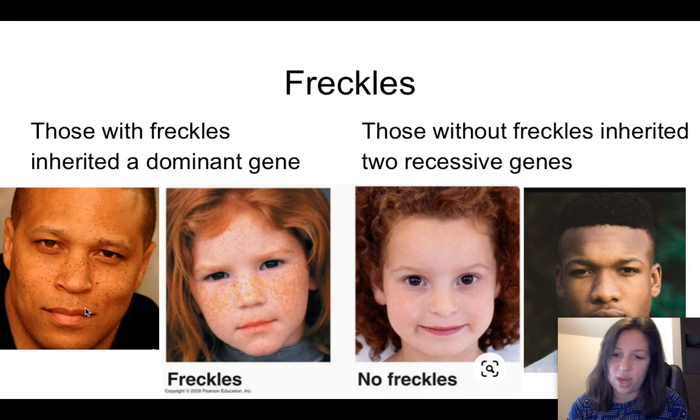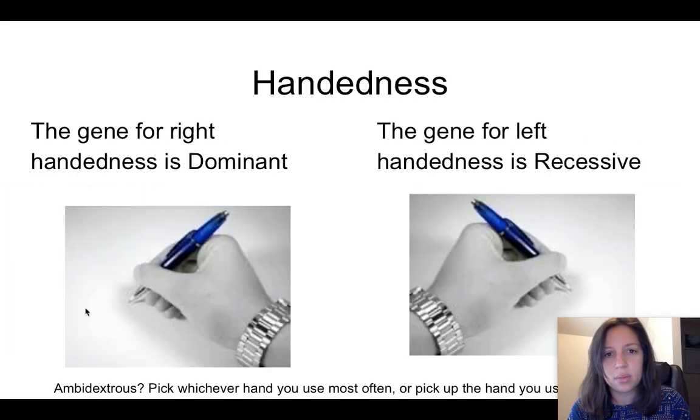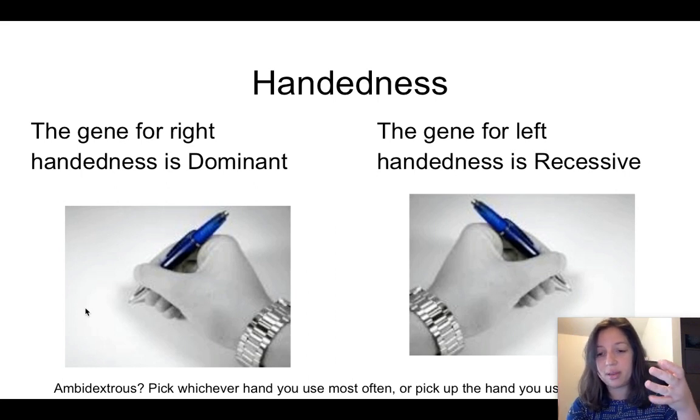Freckles. You have freckles or you don't. Easy peasy. Last, handedness. Which hand do you use most often? Your right hand or your left? Which one do you write with? If you're ambidextrous, you can write with both. You pick the hand that you use most often.